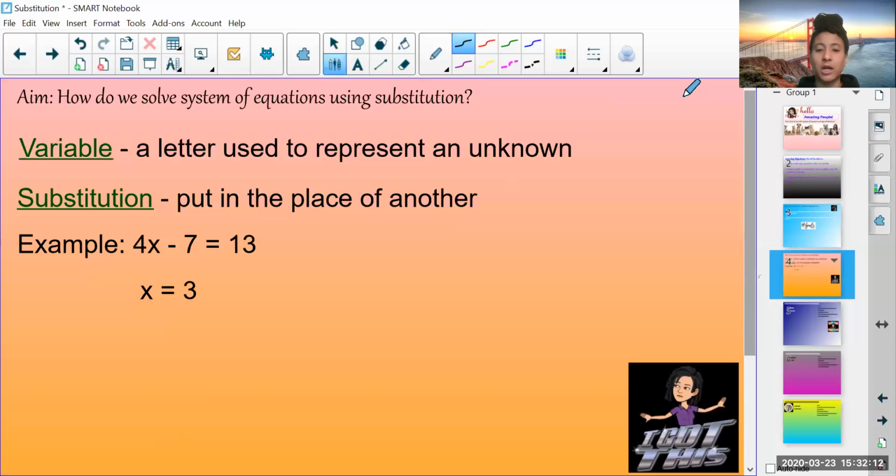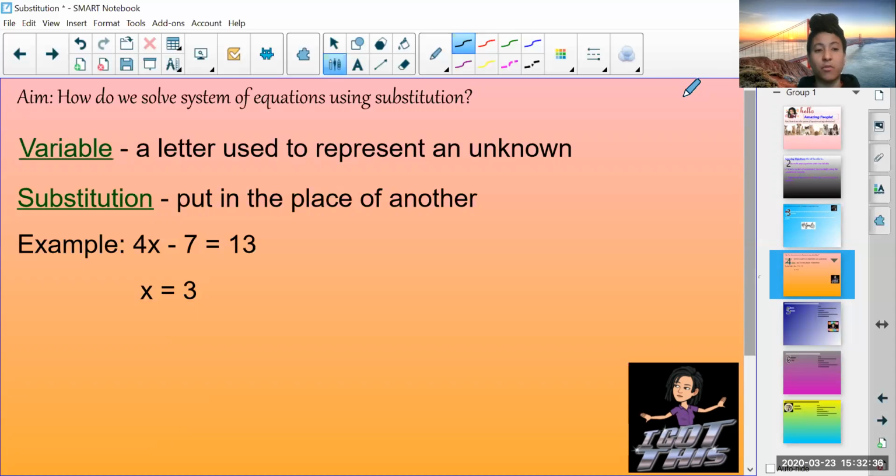So before we get started, we just need to go over a few things, all right? We need to know what a variable is. Remember, a variable is a letter used to represent an unknown. And substitution means to put in the place of another. Think about when you have a substitute teacher. That substitute teacher is just covering for the teacher that you actually have.